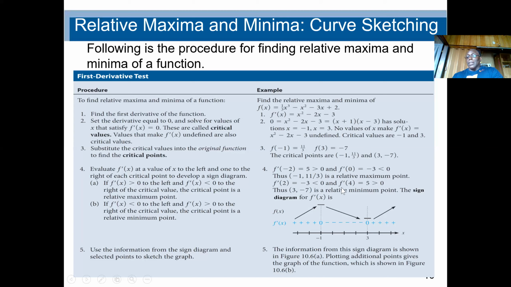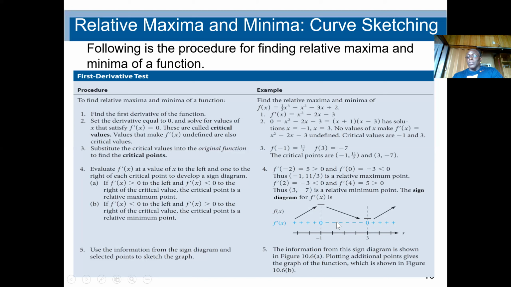We saw that the derivative of f at 4 is 5, which means it's positive. The derivative at f(2), which is here, is -3, so it's less than 0, so it's negative. Then here we use 0. That's positive. We have -1 here, so we use -2. We get 5. Here we use 0, and here we use 4.